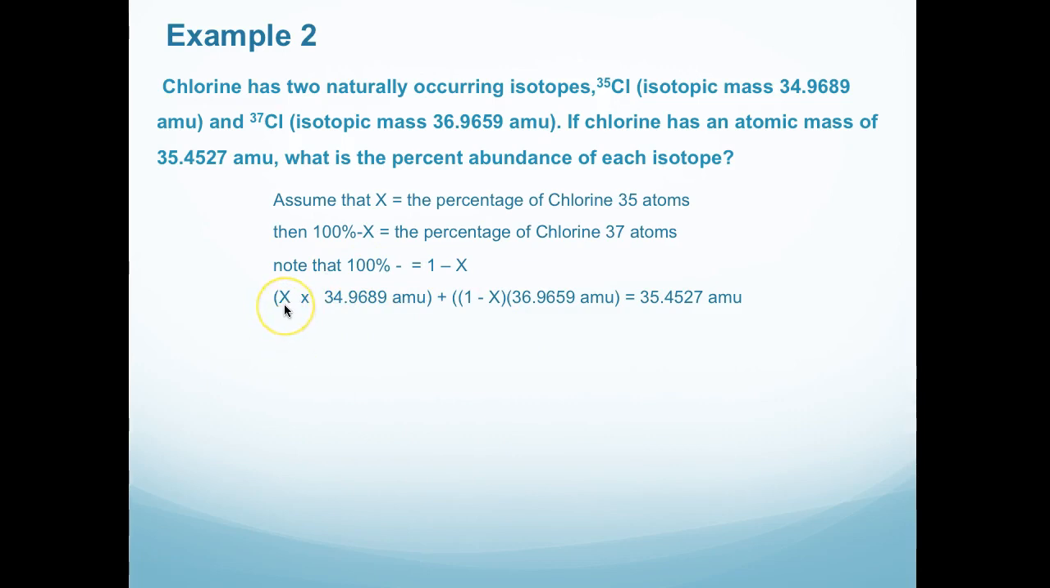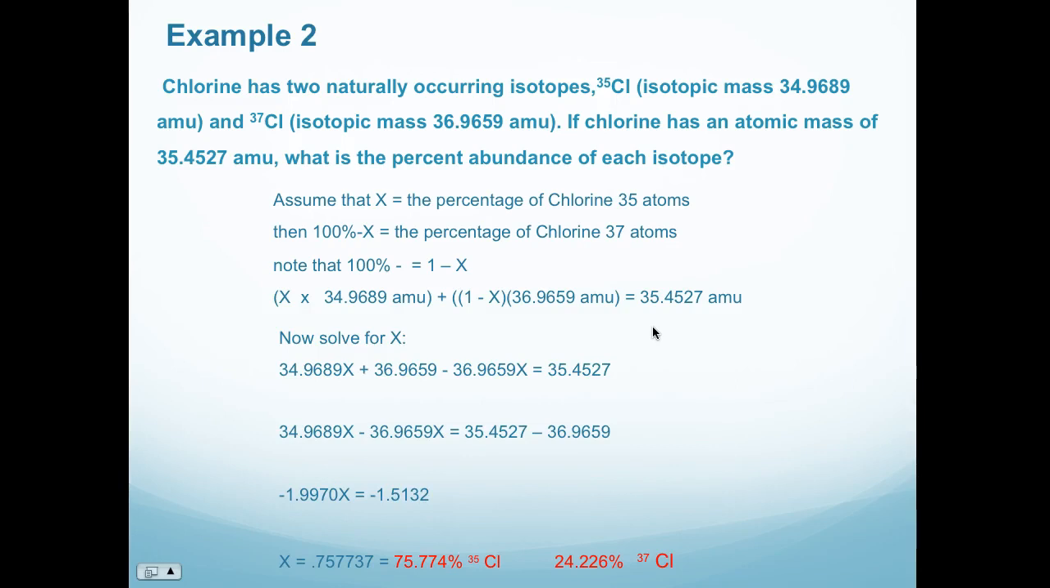So we have X for chlorine-35, and then we said that 1 minus X, so we're now taking the 100% and setting it up like a decimal, so 1 minus X times that mass number, and we're going to set that equal to the mass that we get straight from the periodic table. And then it just becomes we have to solve for X, right? So once you go through the algebra, you get that X is going to be equal to 0.757737. So you get this value.